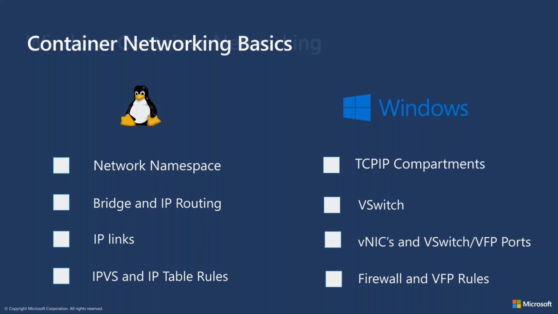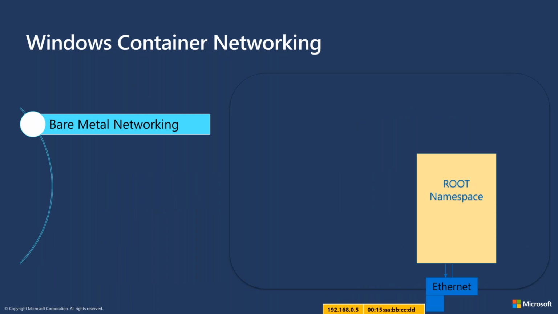So now let's put all of these building blocks together and look at how bare metal networking works in Windows, and then overlay container networking on top of that. You have a host here, and you have a physical NIC connected to the host. By default, that physical NIC is exposed in the root namespace, and the applications running in the root namespace will be able to use this Ethernet NIC.